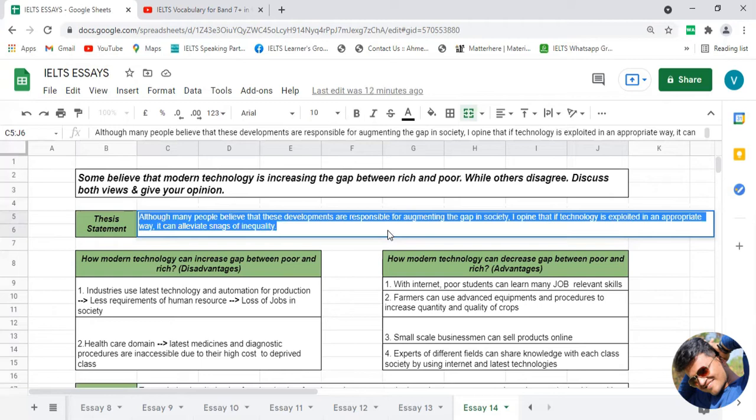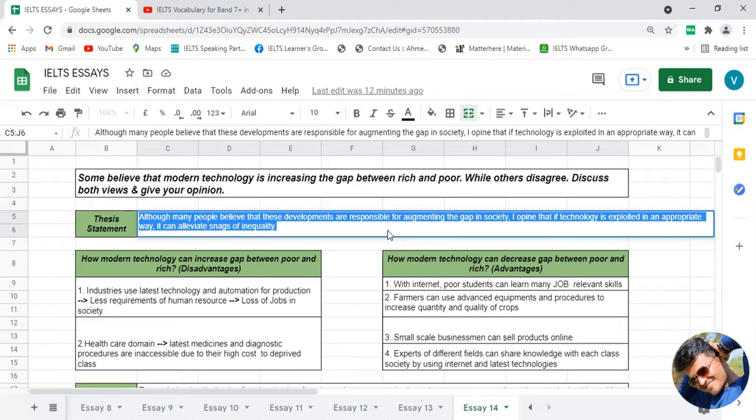Snags means problems, right? So by this particular statement, you are telling your examiner that you are going to discuss disadvantages of this modern technology in your body paragraph number 1 and advantages of this modern technology in your body paragraph number 2. Okay, and in that way you are going to develop your essay, right?